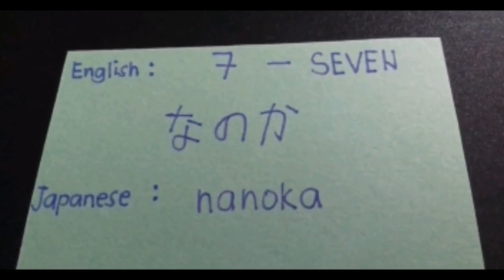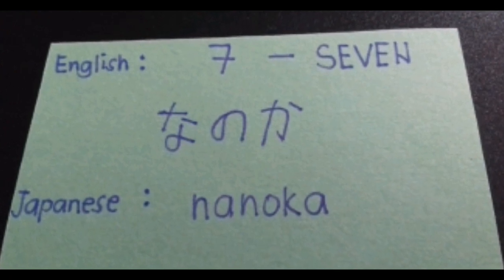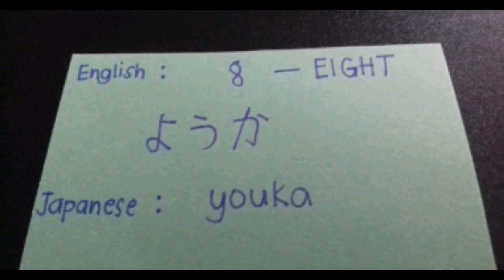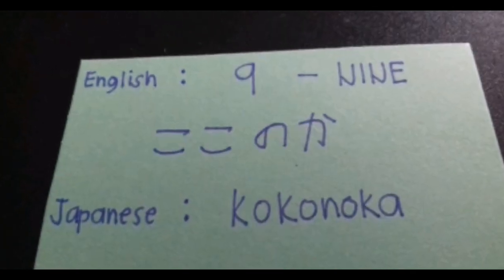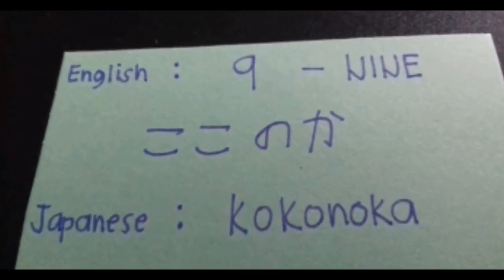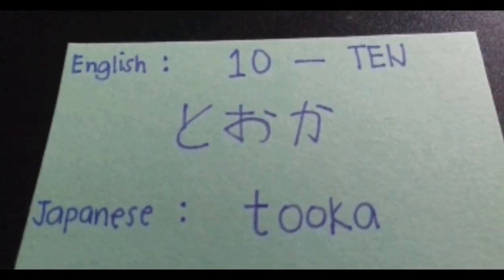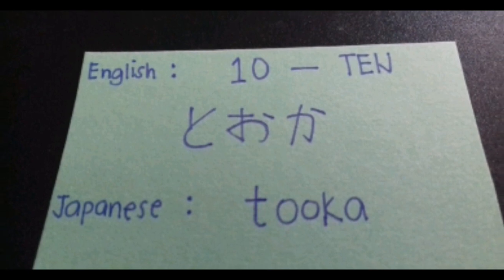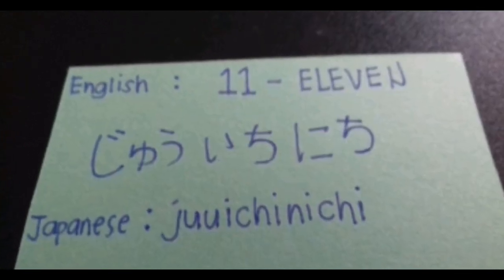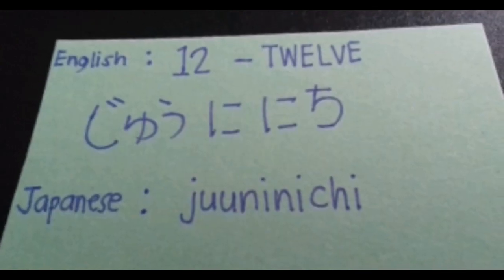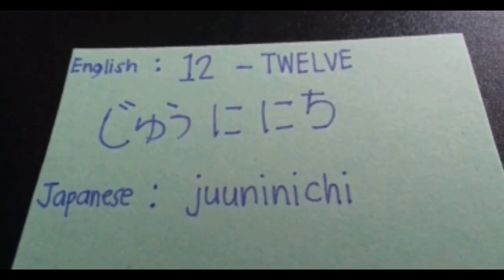Seven. In Japanese, nanoka. Eight. In Japanese, yokka. Nine. In Japanese, kokonoka. 10. In Japanese, touka. 11. In Japanese, 11 nichi. 12. In Japanese, 12 nichi.